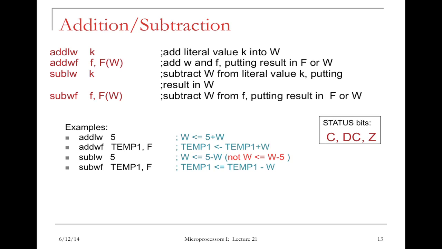Then the addition and subtraction instructions. ADDLW: I want to add a number with W, and K is the number. We can also do ADDWF: I want to add the value in W and register F. The sum of these two numbers will be put into either the register itself or the working register, so we have the option here. Subtraction is similar: we have SUBLW and SUBWF.